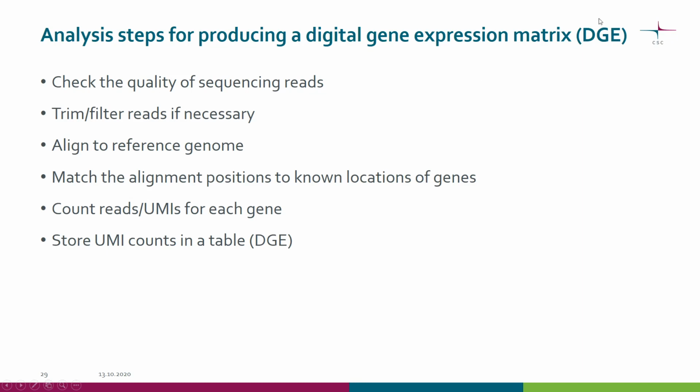Often you get this matrix ready-made for you, but it's still good to understand what happens behind the scenes. When the reads come from the sequencer, you get a FASTQ file. One checks the quality of the reads. If there is a problem, you can trim or filter the reads. Then you align them to the reference genome and match the alignment positions to the known locations of genes, so you can put the identity on the reads. Then you do the counting and store the results in the matrix that we just looked at.